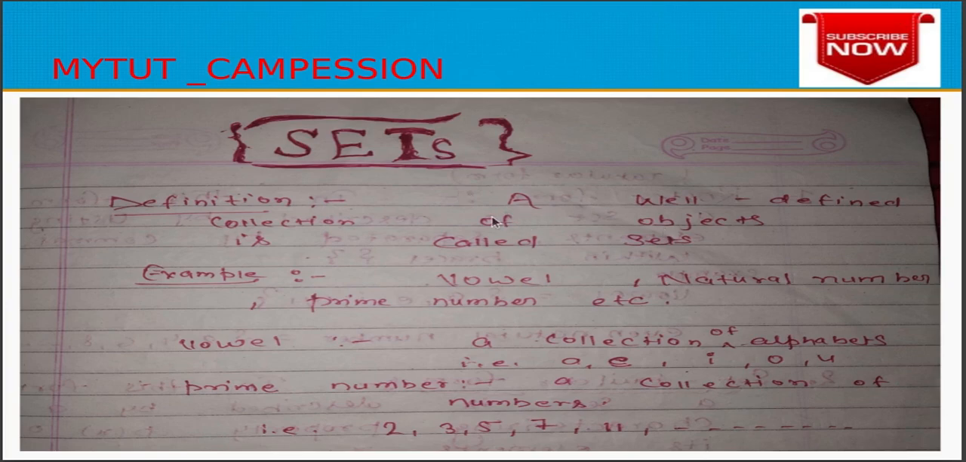A well-defined collection of objects is called a set. For example, vowels, natural numbers, prime numbers, etc. Vowel is a collection of alphabets that is A, E, I, O, U. Prime number is a collection of numbers that is 2, 3, 5, 7, 11 and so on.